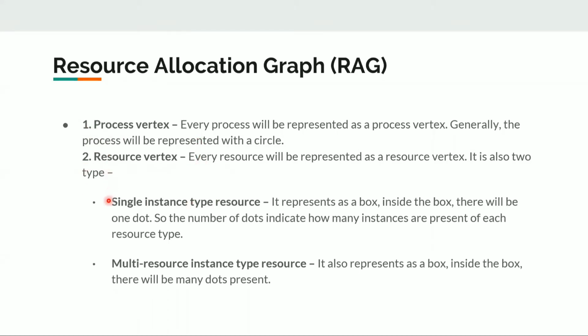There is something called single instance type resource and multi instance type resource. Single instance type means there is only one instance of that particular resource in your system. For example, if you have only one CPU, then this is called single instance. And multi instance means the instances of that particular resource are multiple, more than one. For example, registers in your CPU, you have many registers. So this is called multi instance type. Multi instance resources can be shareable because they are more than one in number.